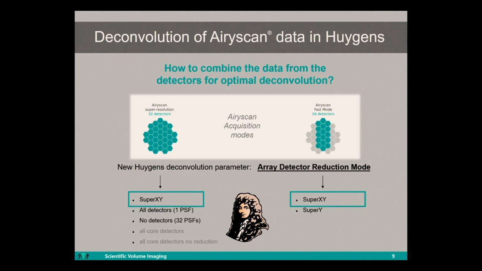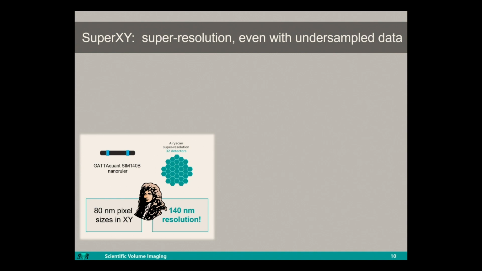Deconvolution with this Huygens SuperXY mode generates an image with more pixels in X and Y, which makes room for a super sampled image that features super resolution. The clear advantage can be clearly observed in images of 140 nanometer rulers that we have obtained from GATTAquant.